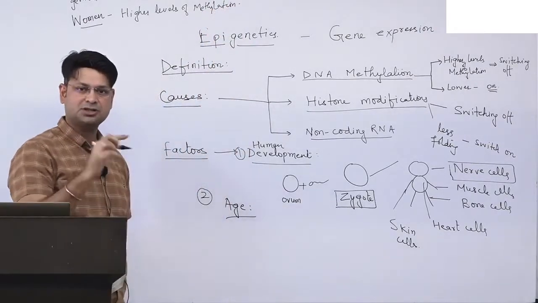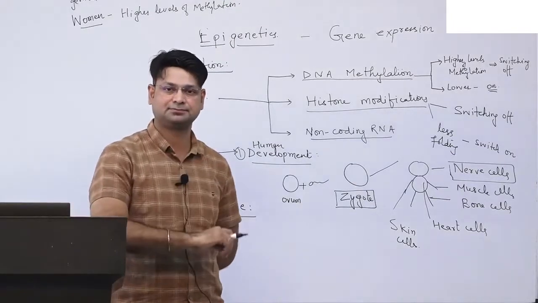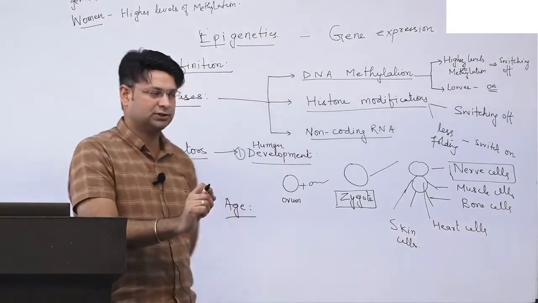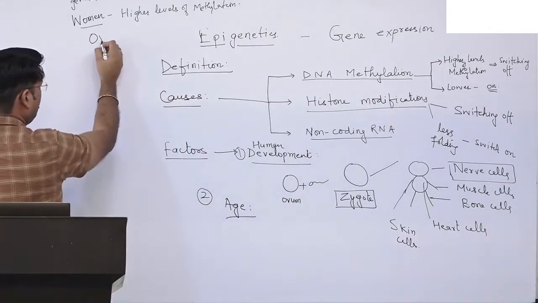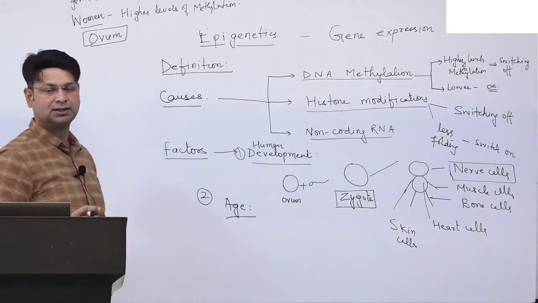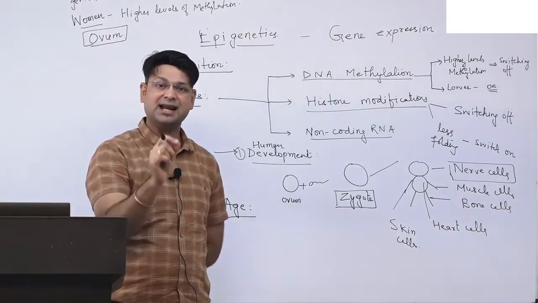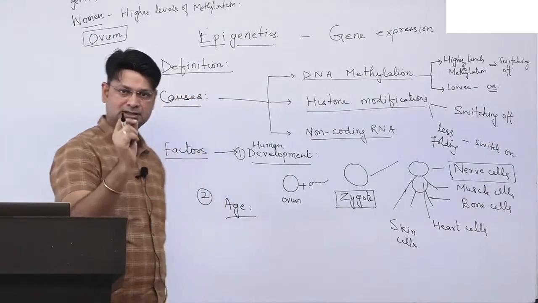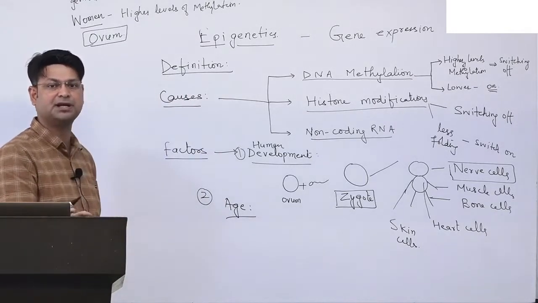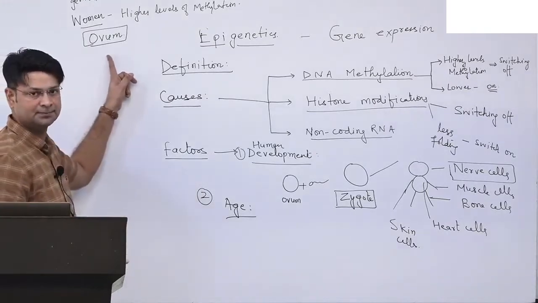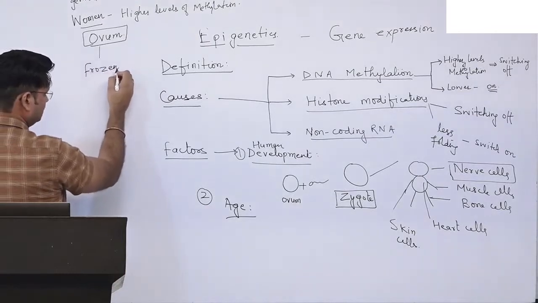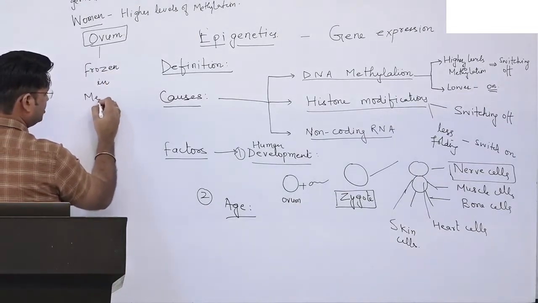See, for that you must understand one more major fact. All the ova of a woman are produced when that baby girl is still in the womb, meaning before her birth, all her ova are already made, right? These ova are frozen in metaphase 2 of meiosis.